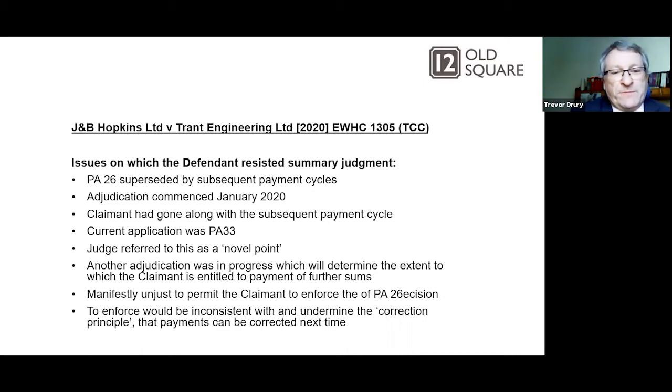Another adjudication was in progress, which will determine the extent to which the claimant is entitled to payment of further sums. So the true valuation was already in progress as an adjudication. It was manifestly unjust to permit the claimant to enforce the PA 26 decision, and to enforce would be inconsistent with and undermine the correction principle that the payments can be corrected next time. So these are all the issues that the defendant was trying to run to resist summary judgment.